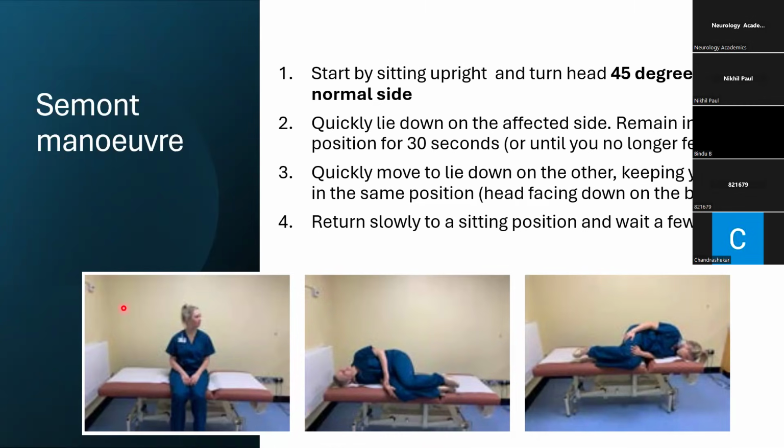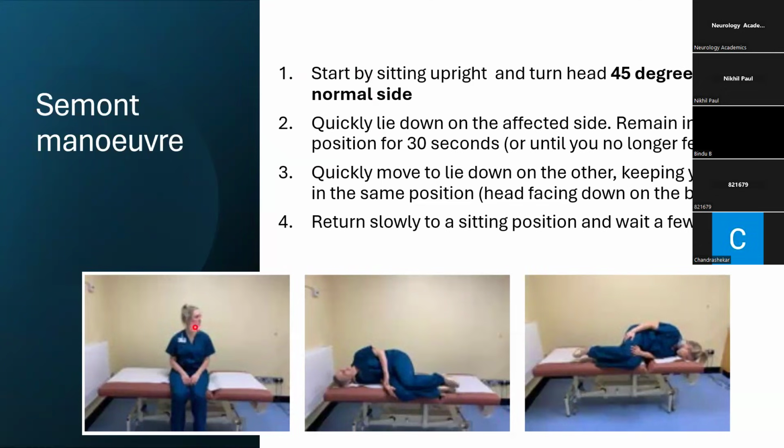So that was the Epley's maneuver. Next is the Semont's maneuver. So this is comparatively easy to do. But the first part is a bit different. The head is turned 45 degrees to the normal side. Usually for all these maneuvers, we look to the affected side. Here, we look to the normal side. And after that, the patient is made to lie down on the affected side.